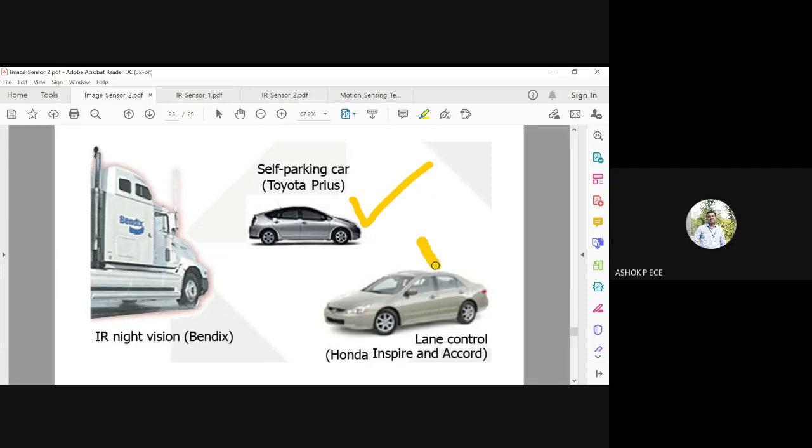And lane control, automatically you can control the lane in which the car is going. The car will not go outside the lane. It will constantly see in which lane it is going. So you can go for lane control and night vision. You can use IR cameras for detecting people in night vision.